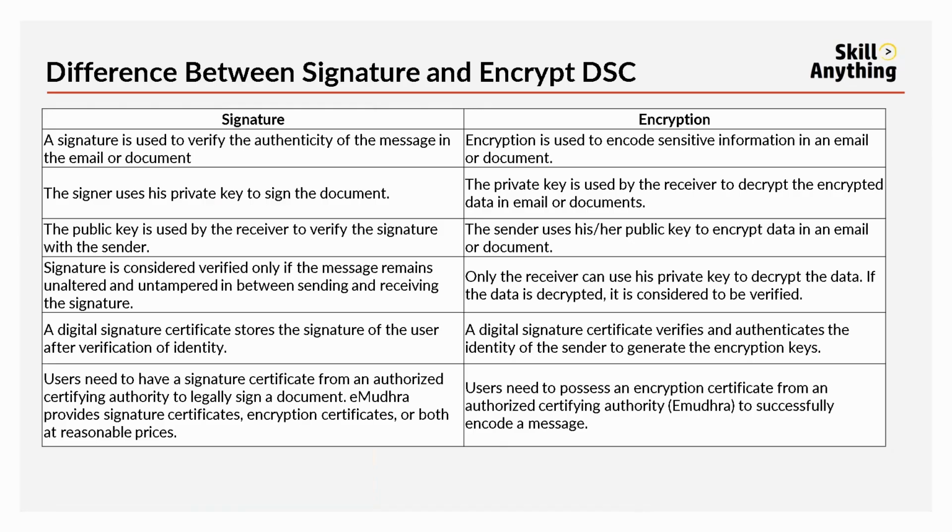Now come to the next slide, the difference between signature and encrypt. Signature is used to verify the authenticity of a message, email or document, and encrypt is used to encode sensitive information in emails or documents. Sign and encrypt allows you to both sign and encrypt, meaning you can securely transmit confidential data along with your signature. If you regularly exchange sensitive information online, the sign and encrypt option is the ideal way. You can choose both, or you can choose only signature.